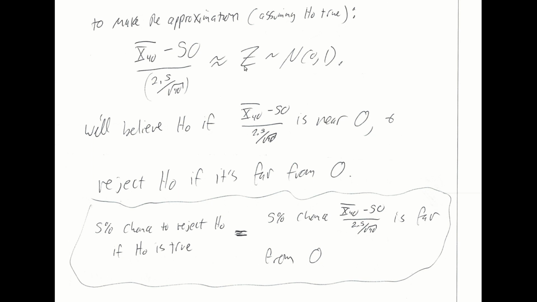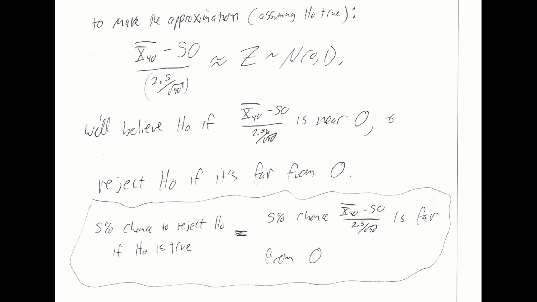So we're going to believe these folks if our sample mean turns out to be close to 50. Once we perform this procedure and calculate this expression, we make our approximation that it is approximately standard normal, so the event that the sample mean is close to 50 becomes the event that z is close to 0. So we are going to believe the sample mean if this expression, which is approximately z, is near 0, and we're going to reject the null hypothesis if the expression that we observe and calculate is far from 0.